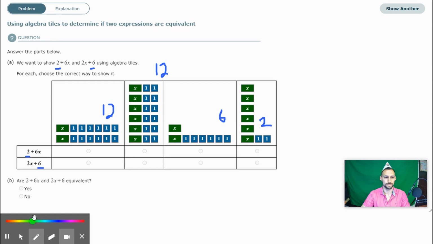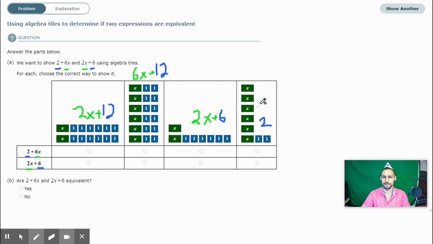Now, let's look at our greens, our variables. We want 6x and 2x. So I see 2x's here, so 2x. I see 6x's here. I see 2x's here. And I see 6x's here. Sorry, that doesn't fit perfectly. Looking at these expressions, 2 blues plus 6 x's, so beautiful, I know, right? So our expression 2 plus 6x is this one over here.